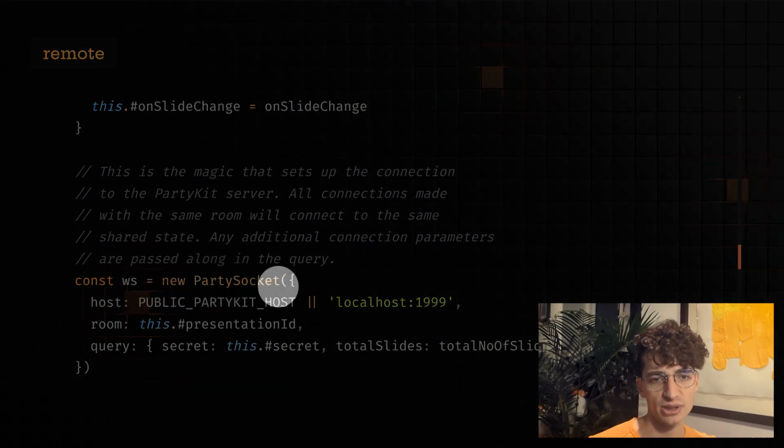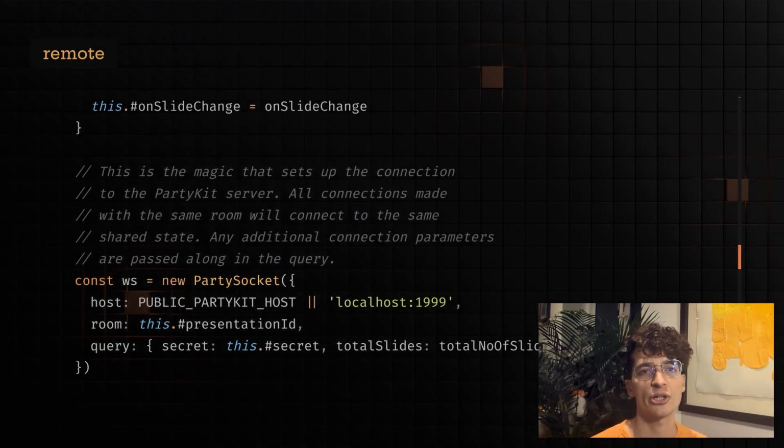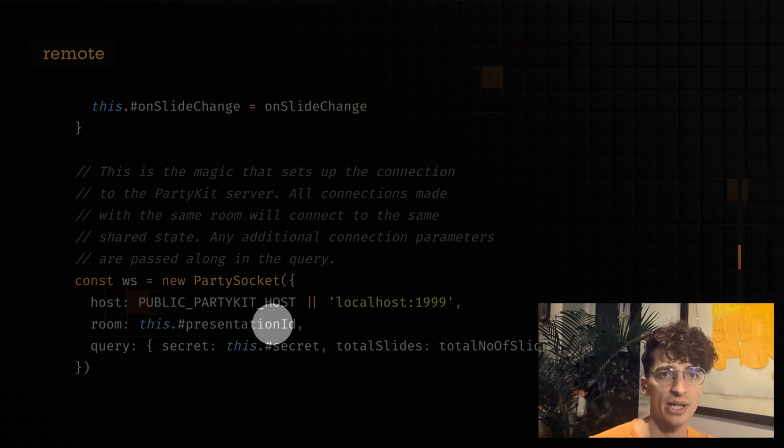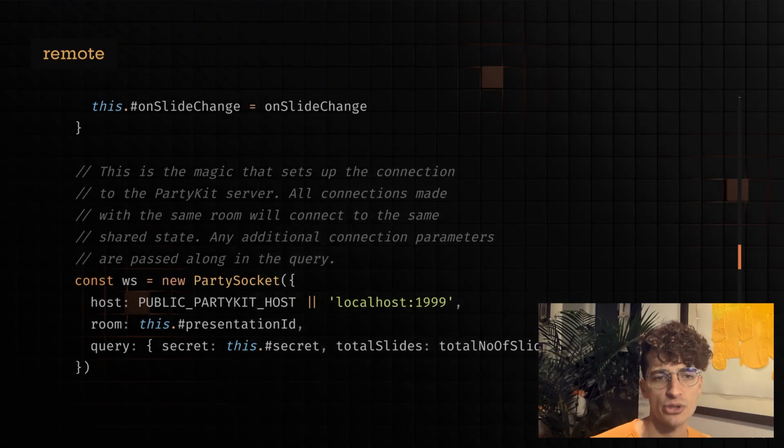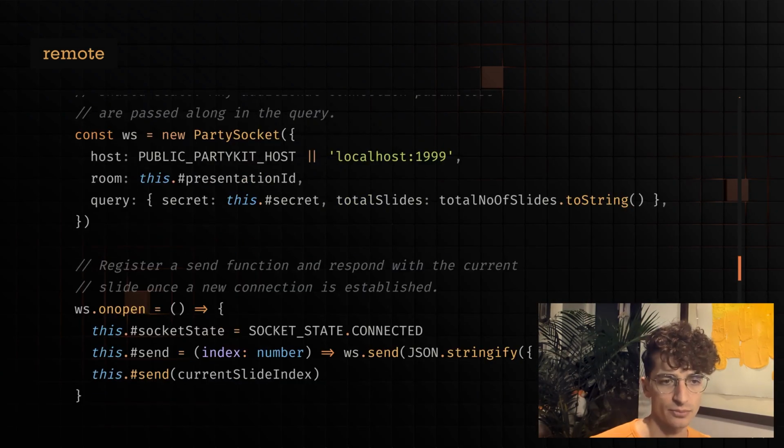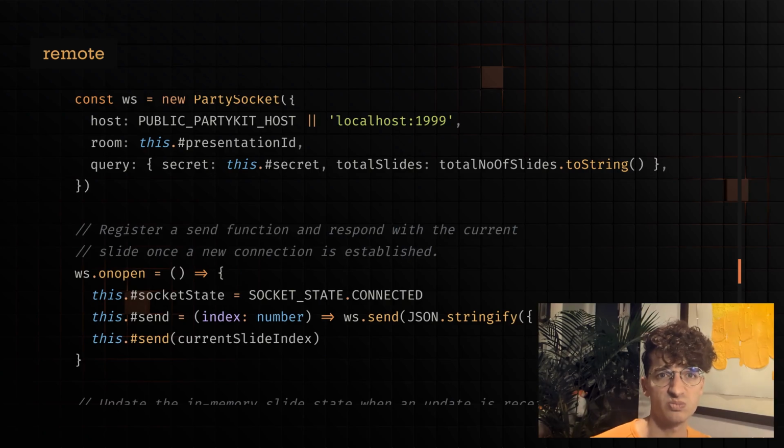So this PartySocket class is actually going to create a live WebSocket connection to PartyKit. We're pulling out the host, which is public and shareable, setting a particular ID for the room, and this ID is what other clients are going to use to connect to ensure they're sharing the same state. Secret and total number of slides are passed through on a query parameter. The rest of it is just plain old WebSocket.